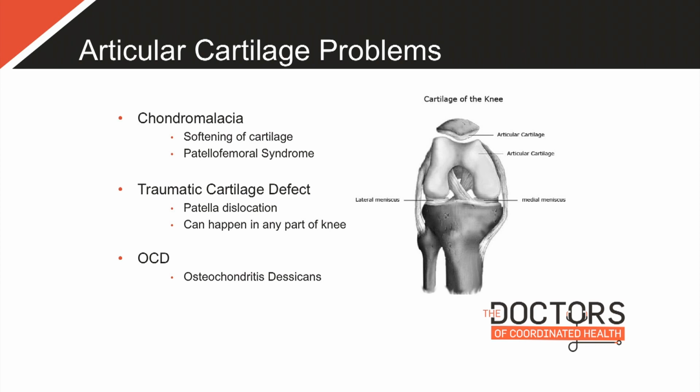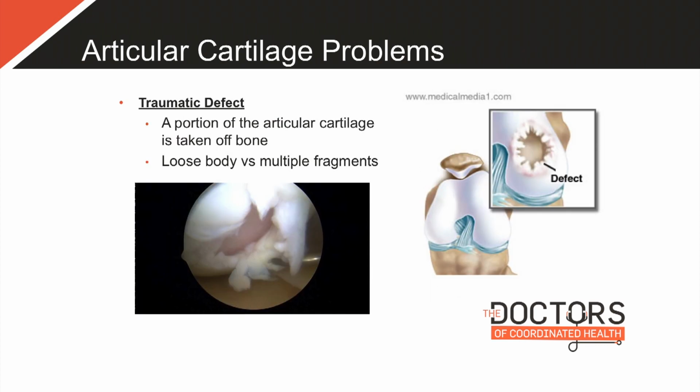Then we have defects in the cartilage. You can either take it off with an injury or you can develop something called an osteochondritis dissecans, which is an OCD, which means the cartilage is breaking off the bone, or the bone underneath is dying. So we'll go over each one of these. We already went over the patellofemoral. We'll start with the articular cartilage problems.